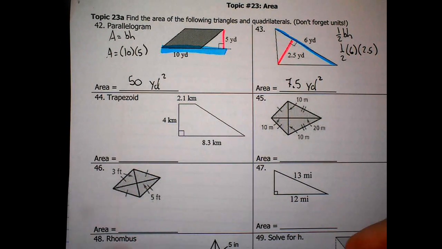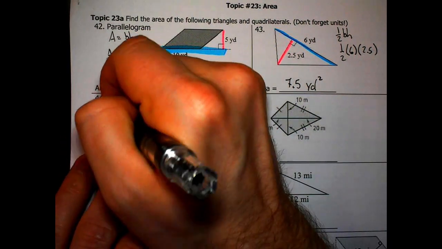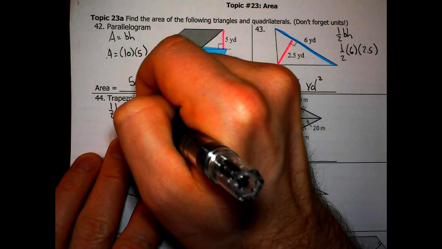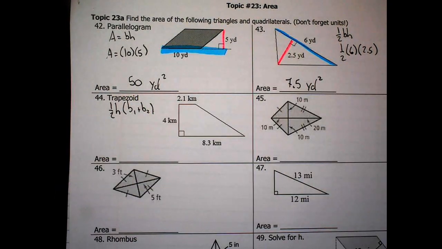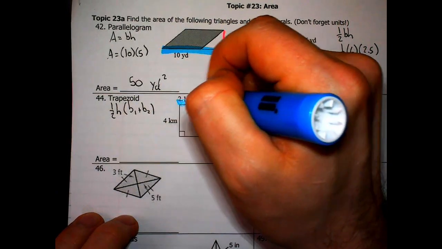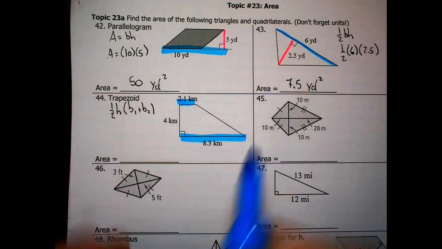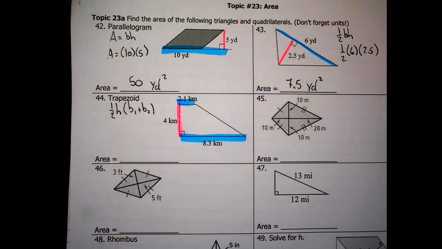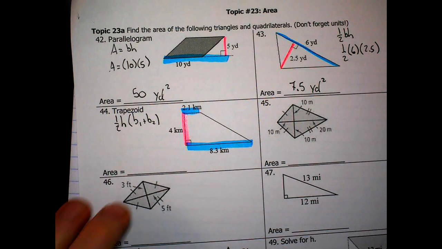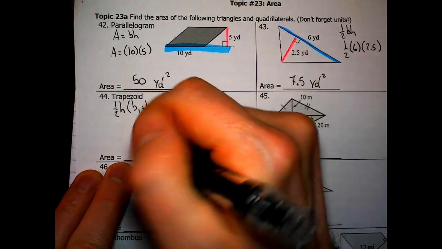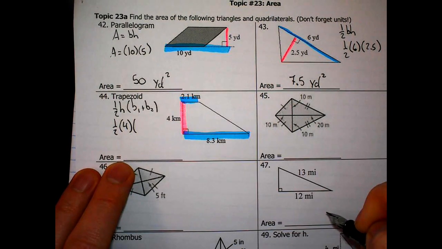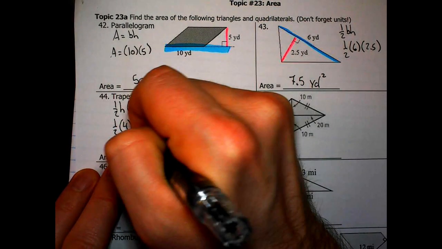44 is a trapezoid. Formula for a trapezoid is 1/2 times the height times base 1 plus base 2. In a trapezoid, the bases are always the parallel sides, which means my height has to be perpendicular to both. And that would be here. 4. Plug everything in. This would be 1/2 times my height of 4, and then 2.1 plus 8.3.